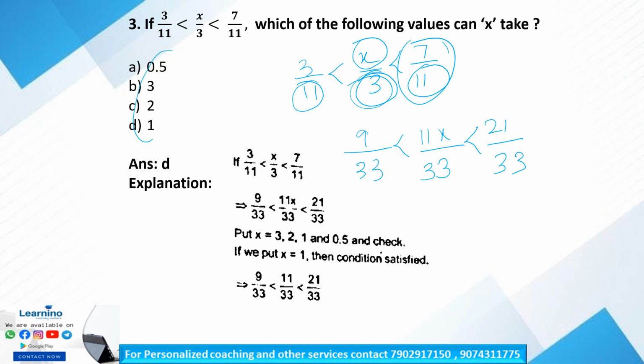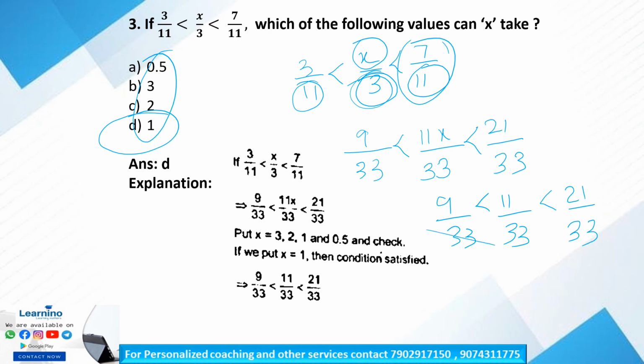Now we have to put the options in place of x, and check which option will best fit. For a very convenient way we will start with 1, right? 1 is the value we are very comfortable with. So let's start with option D, 1. So 9 by 33 is less than 11 by 33, since 11 into 1 is 11, and 11 by 33 is less than 21 by 33.